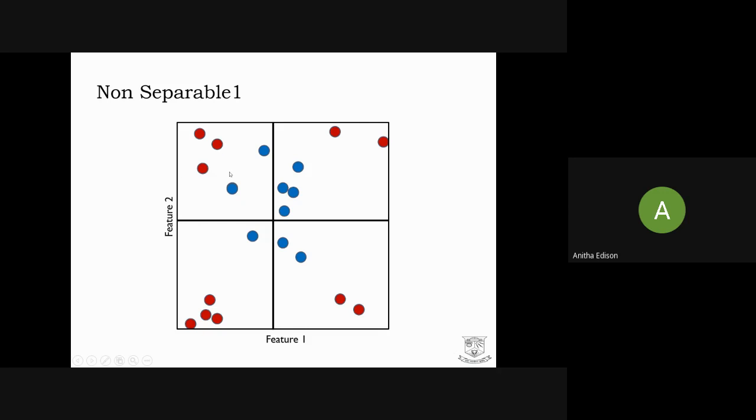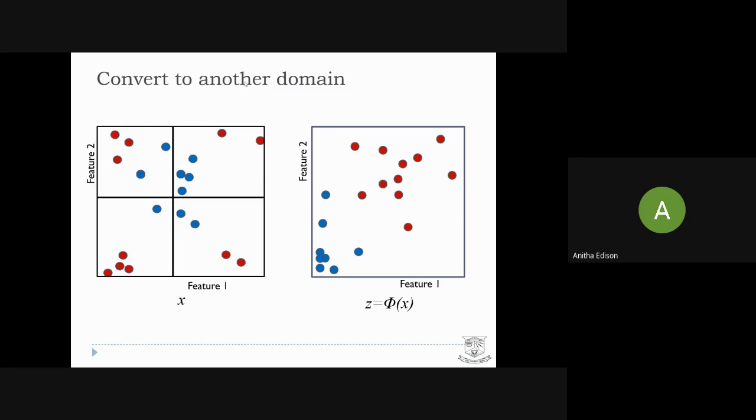I can separate these two classes using a single decision boundary. So what I can do is convert it to another domain. If we consider this as a quadrant, this is the negative, I can take the square of this so that the entire set of points will be moved to the first quadrant. Then it will look something like this, and then I can separate.